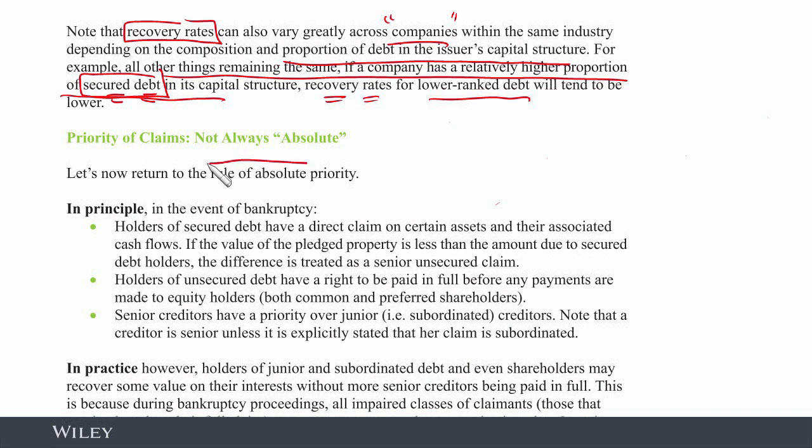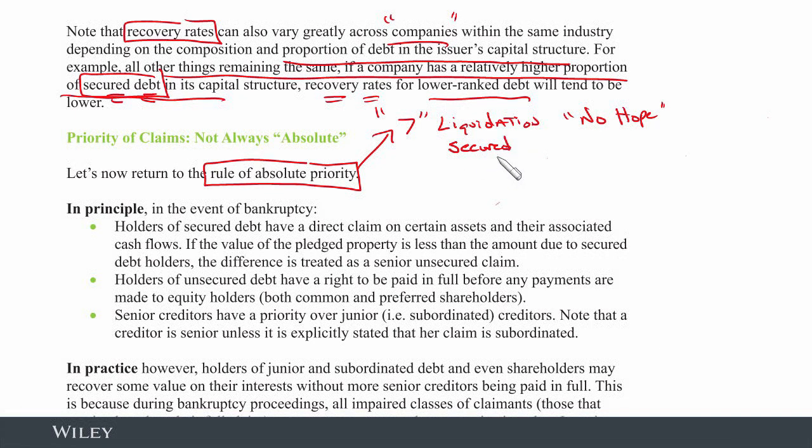Okay, now this rule of absolute priority. This is what applies in a Chapter 7 in the U.S., a Chapter 7 liquidation, where there's basically no hope for the business. So the assets are going to be seized, sold, converted to cash, and then the cash will be used to pay the creditors. Remember, the secured creditors have to be paid in full before the unsecured, the general creditors. And within those classes of secured and unsecured, the senior always gets paid off before the junior or subordinated debt.